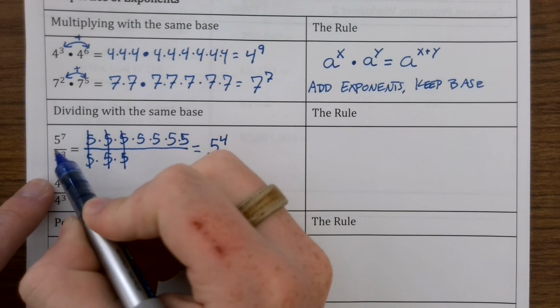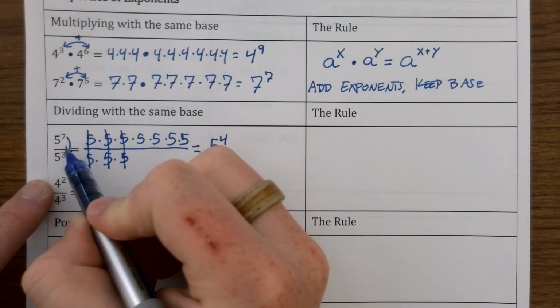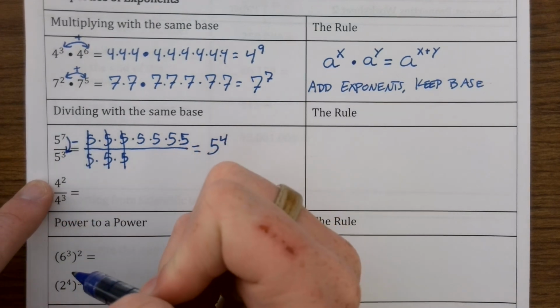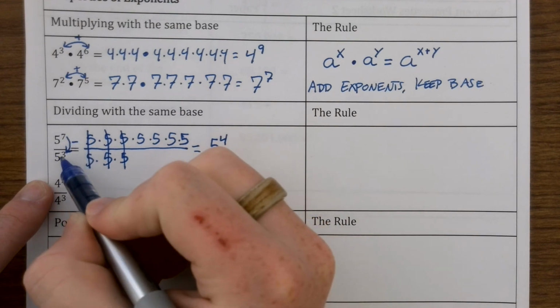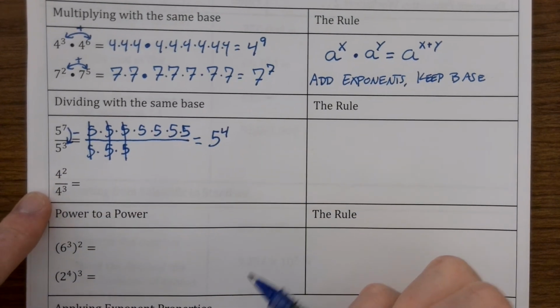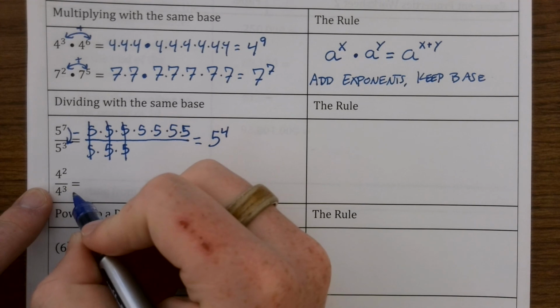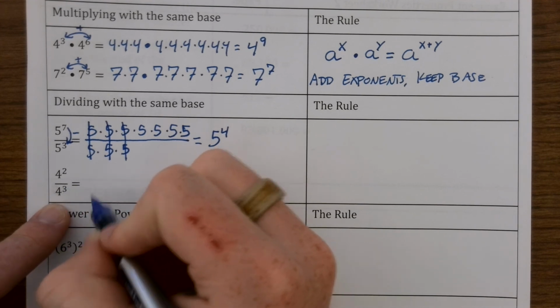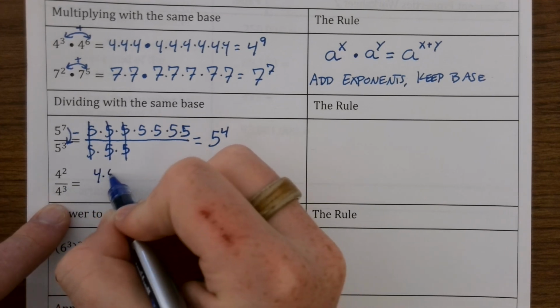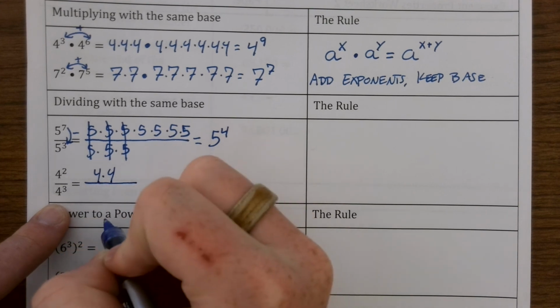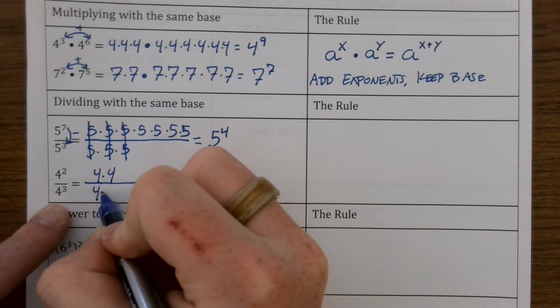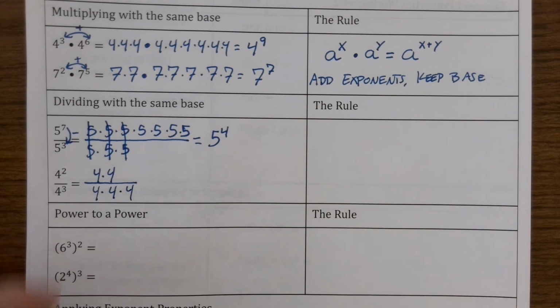Which is the same as 7 minus 3. 7 minus 3 is 4. Let's look at it with 4 to the 2nd divided by 4 to the 3rd. 4 to the 2nd is 4 times 4. 4 to the 3rd is 4 times 4 times 4.